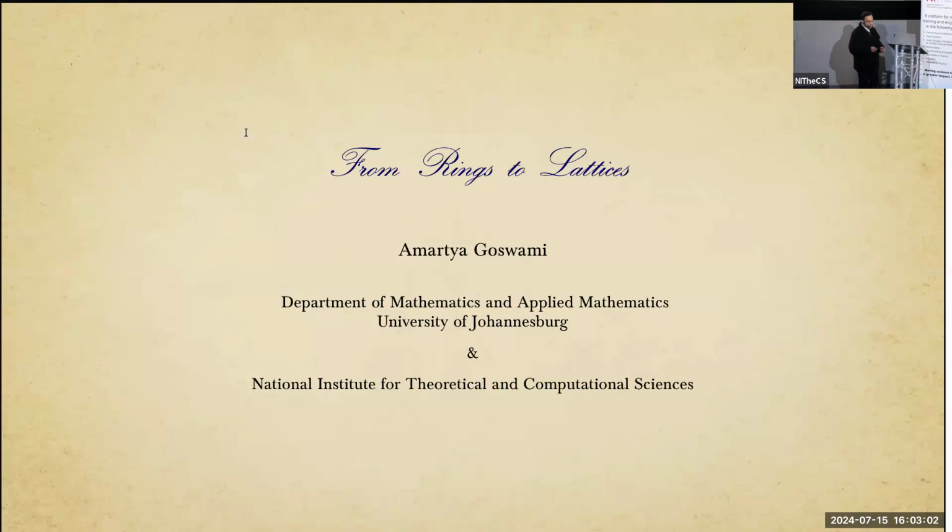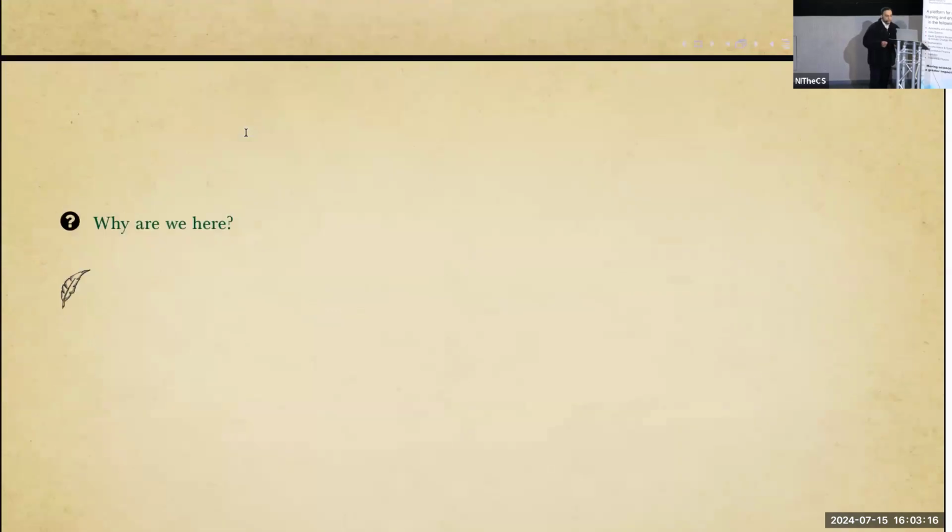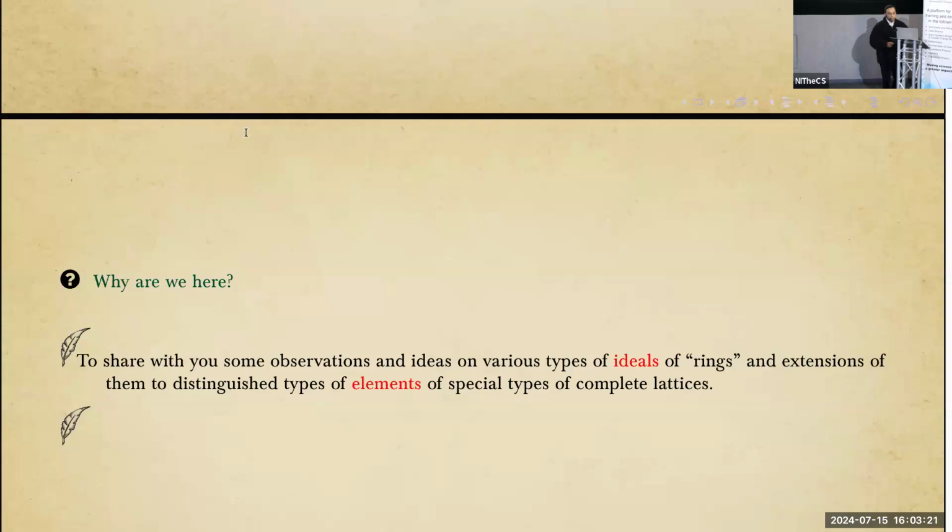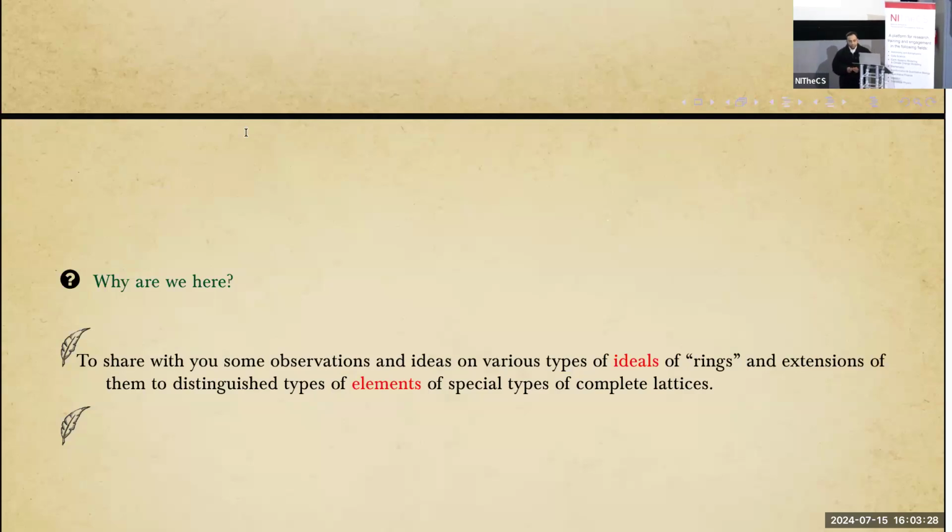So that is the whole idea here. The talk will be based mainly on two mathematical structures. One is rings and ring-type structures, and the other is lattices and lattice-type structures. So let's see why we are actually here. I wanted to share some observations and ideas on various types of ideals of rings and their corresponding extensions with special types of elements in some special types of lattices.